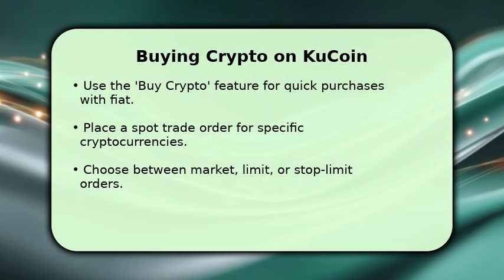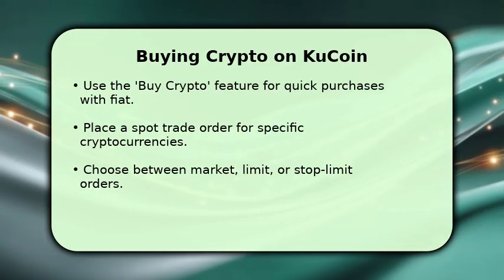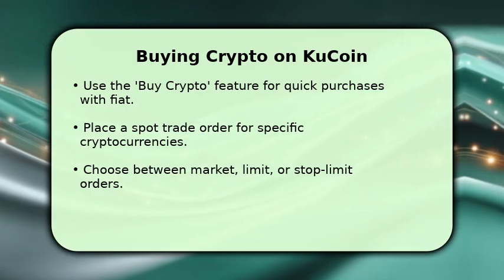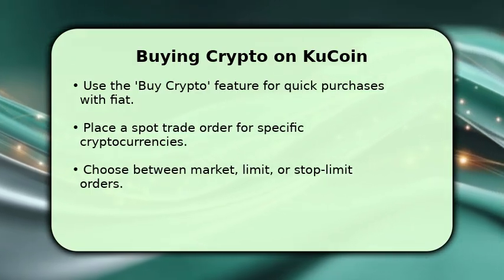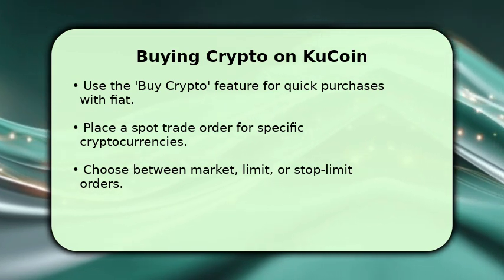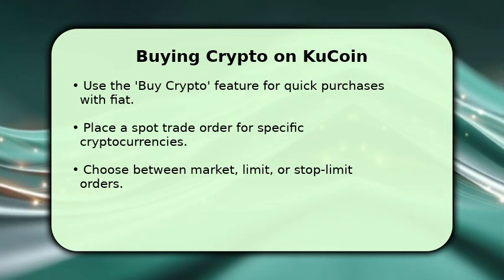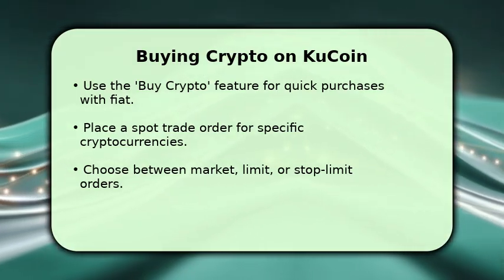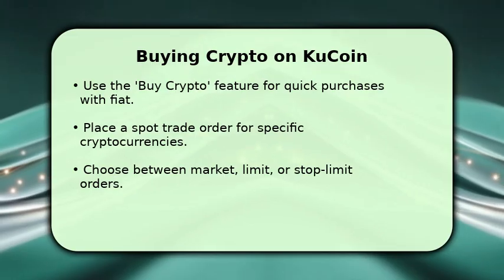Now, let's buy some crypto. The Buy Crypto feature allows for quick purchases using fiat currency. For more control, you can place a spot trade order. You'll have options like a market order for immediate execution at the current price, a limit order to set your desired price, or a stop limit order for advanced strategies. It's straightforward to get started.